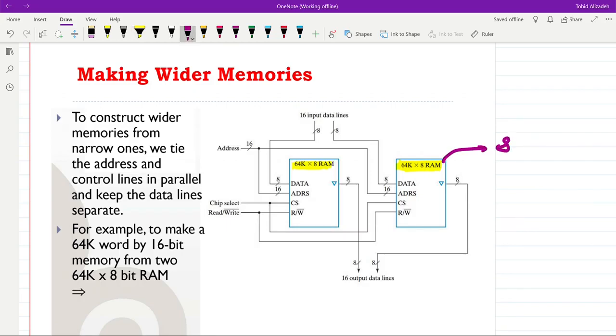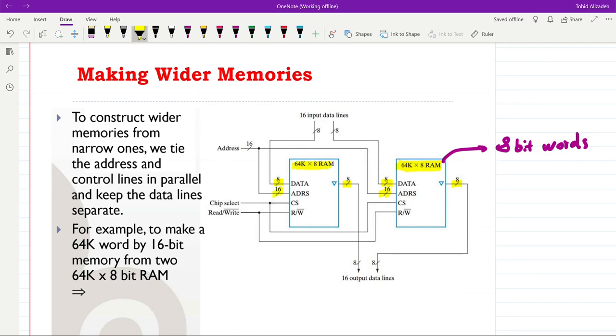So we have 8-bit words here, here and there, for both of them. We have 64K number of elements. So the data input and the data output for each one of them will have 8 bits, and for the address we will have 16 lines of address.